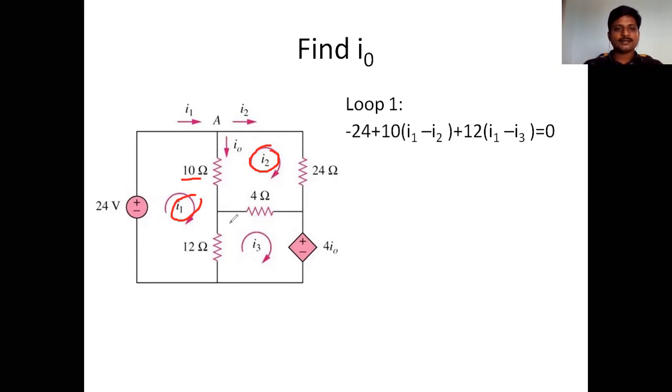And the third, the current will start flowing here, and it will go to the 10 ohm resistor, then 12, then again to 24. Therefore, we have to write the voltage drop across the 12 ohm resistor as 12 into I1 minus I3. Okay.